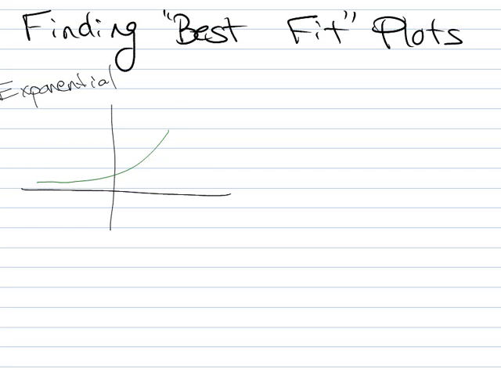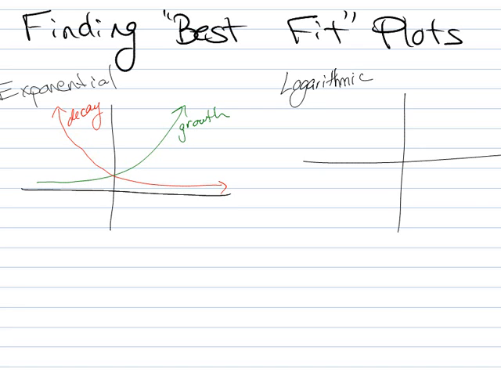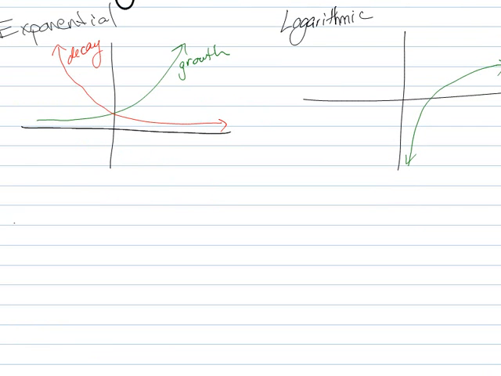It could look like this if we had growth. I'll put it over here. Growth. Or it could look like this, right? If we had decay. We also had logarithmic. We didn't talk about that today, but we have talked about that, logarithmic. And that looked more like this, right? Kind of would start and then flatten out. We had logarithmic. We had, what was another one?